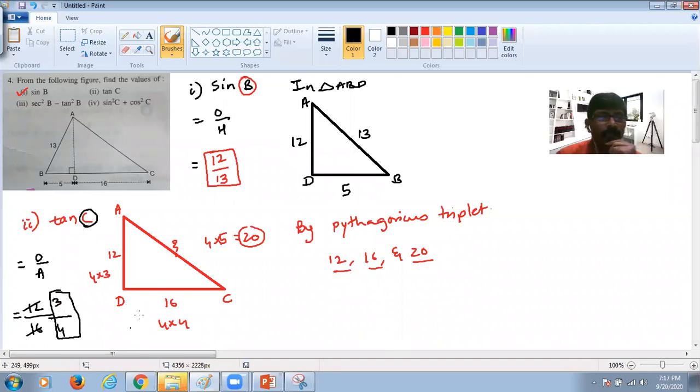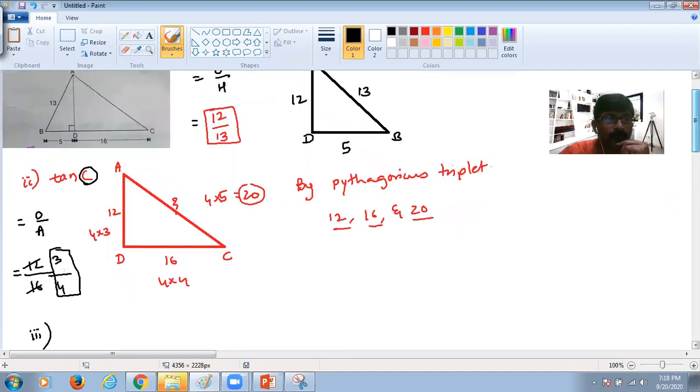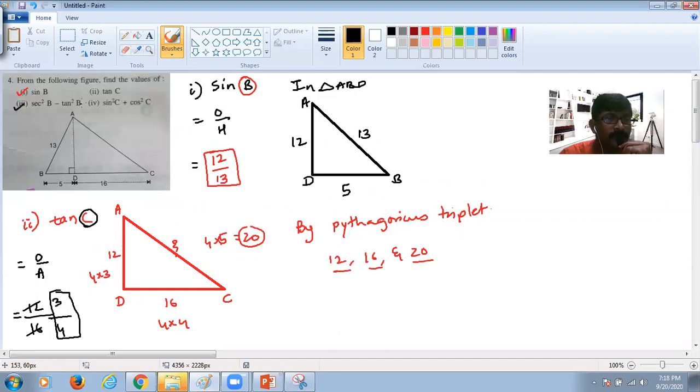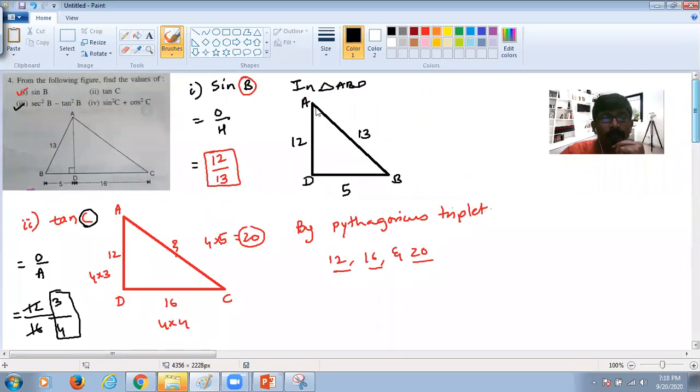Now students, it's time to calculate subpart number 3. Let's move. What is subpart number 3? What are we supposed to calculate? Sec square B minus tan square B. When we want sec square B and tan square B, we're going to focus completely on this triangle ABD. So sec square will become, okay, I'll just copy paste this triangle over here.